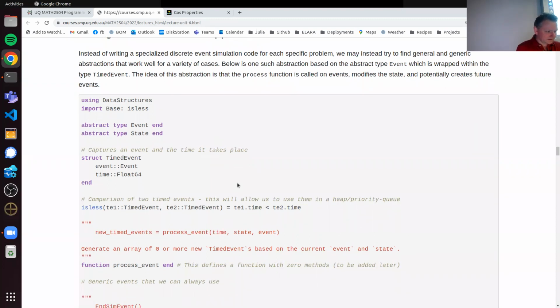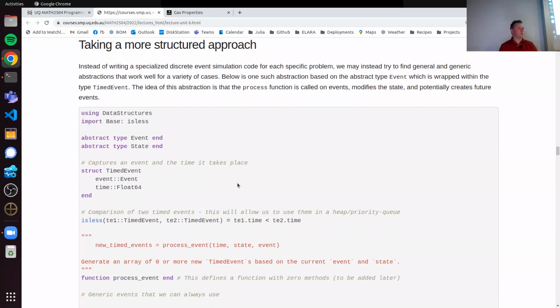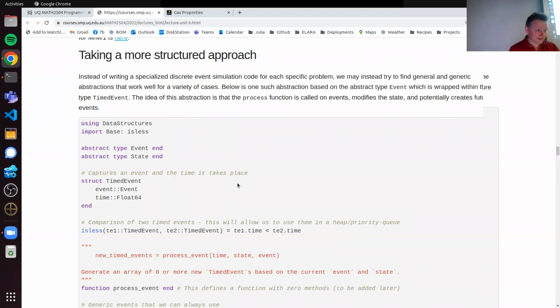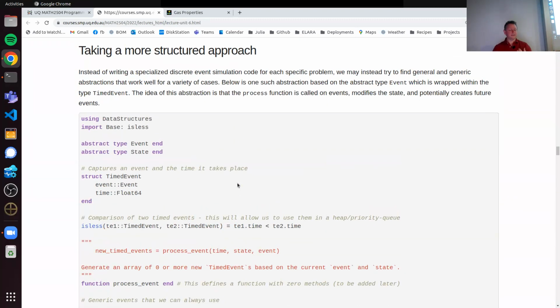All right. Taking a more structured approach. We've gone through two event simulators now, and we're going to make a more structured thing. Let's think about some of the commonalities we saw in these. They both had events and state, and that's what these two are going to represent. At all points in the simulation, we're going to keep track of some system state. We're also going to have some set of events, where each event has a time. And there are going to be a few more ingredients.